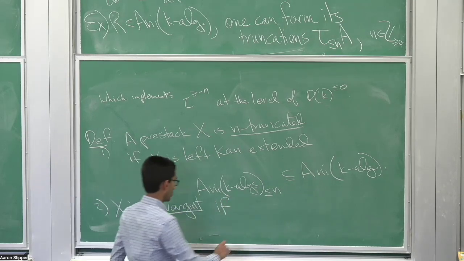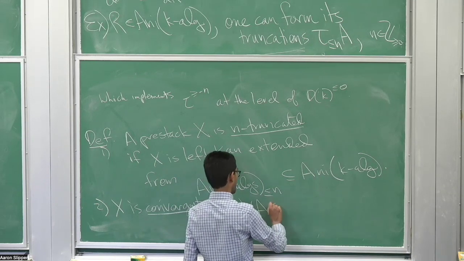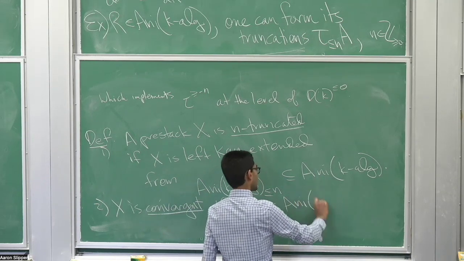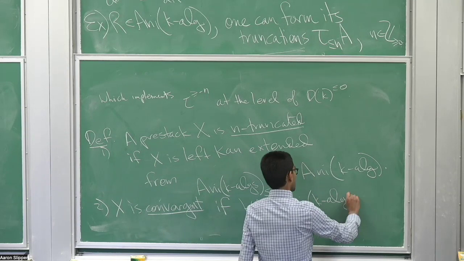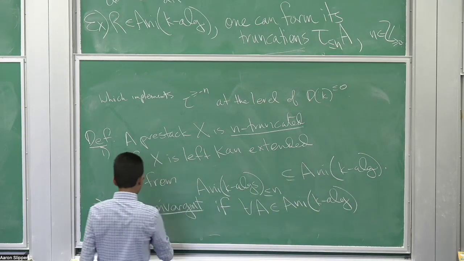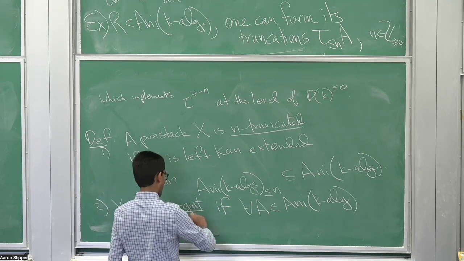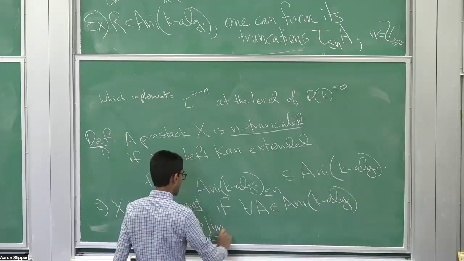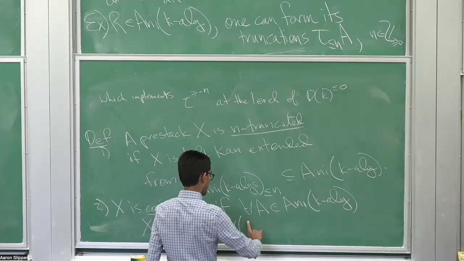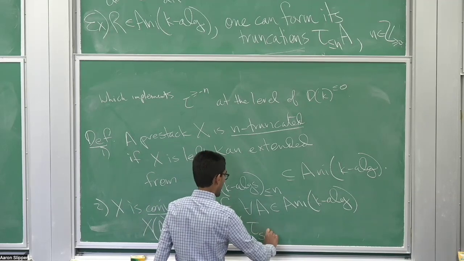And okay, so the terminology: we'll say that X is convergent if for all animated K-algebras A, the value of X on A maps isomorphically to the inverse limit of the values of X on the truncations of A.